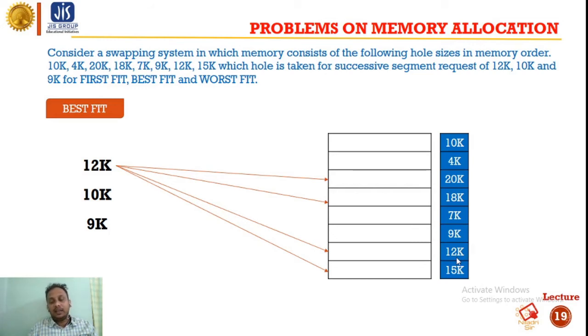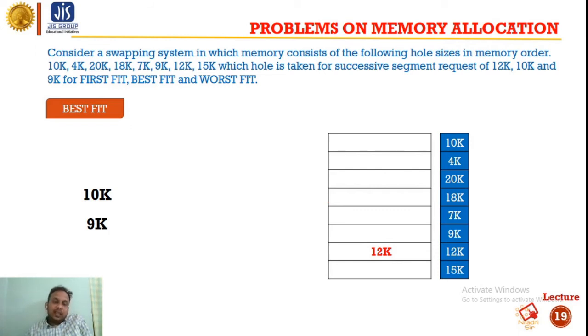So what is the process? At first the CPU will check these hole sizes. It will check all the hole sizes and find the holes that are greater than or equal to 12K. Here, there are four holes greater than or equal to 12K, that is 20K, 18K, 12K and 15K. Then it will find the smallest among these four, and 12K is the smallest. So this 12K will be inserted at this position.